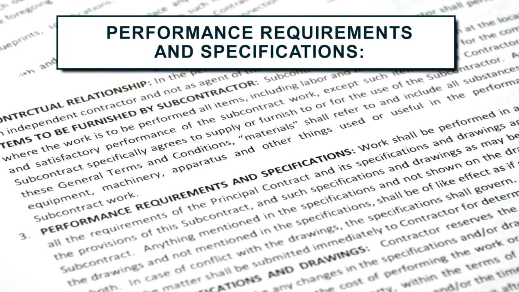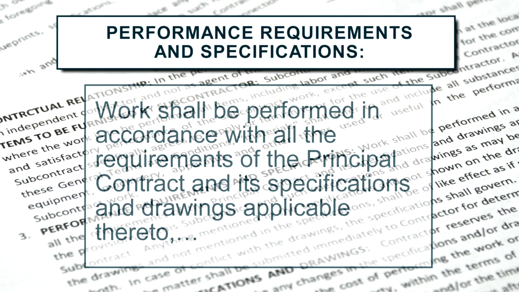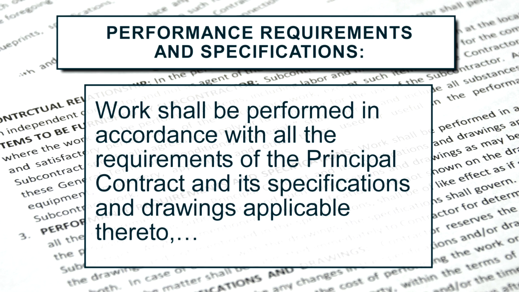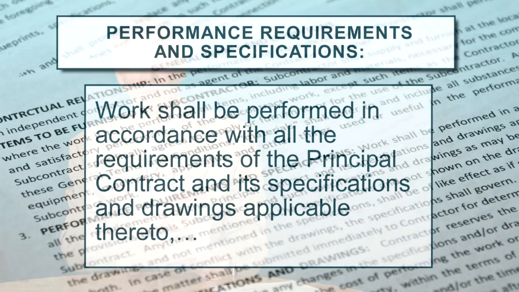Now, performance requirements and specifications, paragraph number 3. All the requirements of the principal contract and its specifications and drawings are applicable thereto. You've got it all. Now, what's important here is that you're being charged with the principal contract. Have you in fact looked at the principal contract? Do you know all the situations? All those drawings and all those specifications that were shown in the scope of the work are now part of your contract, even though you may not have looked at certain parts of it.